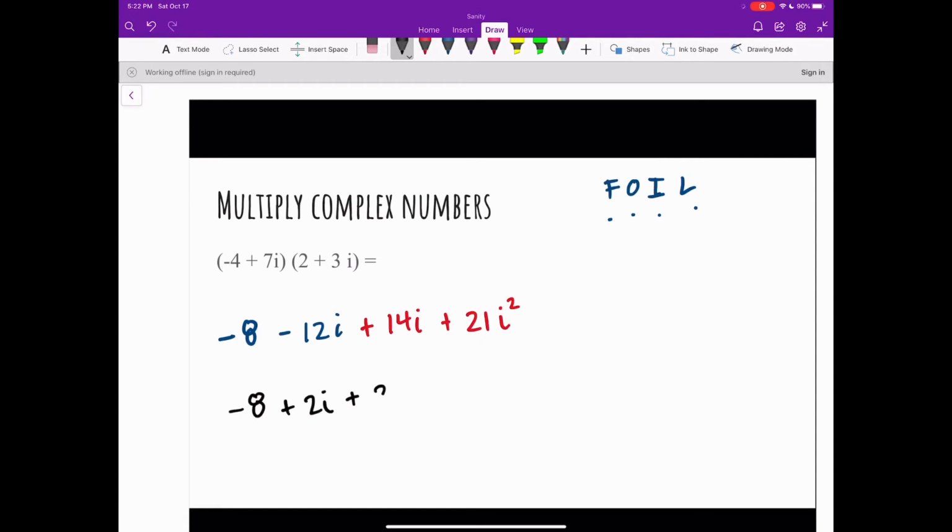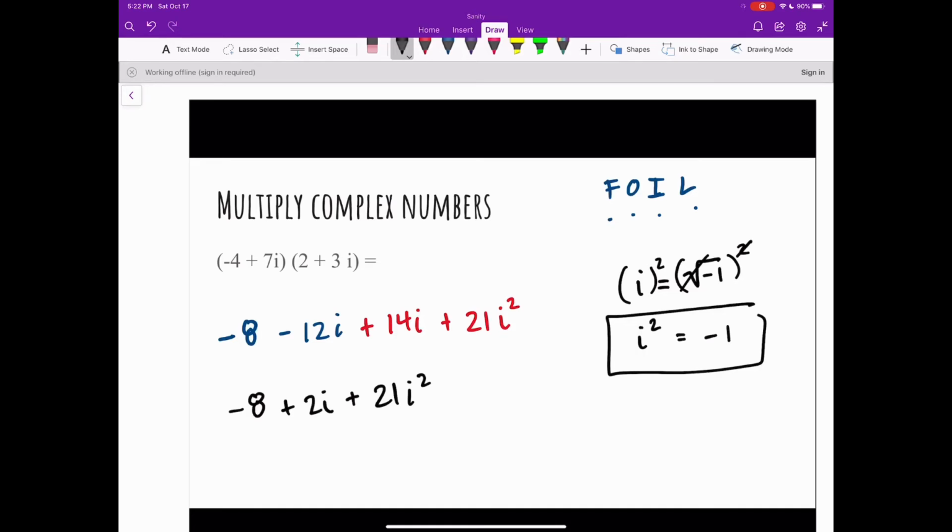Let's talk about that 21i squared now. If you remember, i is the square root of negative 1, and we talked about before, if I square i, that essentially is just squaring both sides of this equation, right? That square and the square root would cancel out and give you negative 1. So i squared is equal to negative 1. In here, I have i squared. I can just substitute that with negative 1.